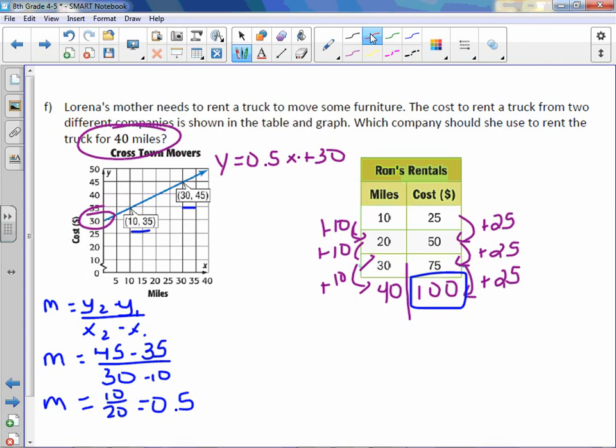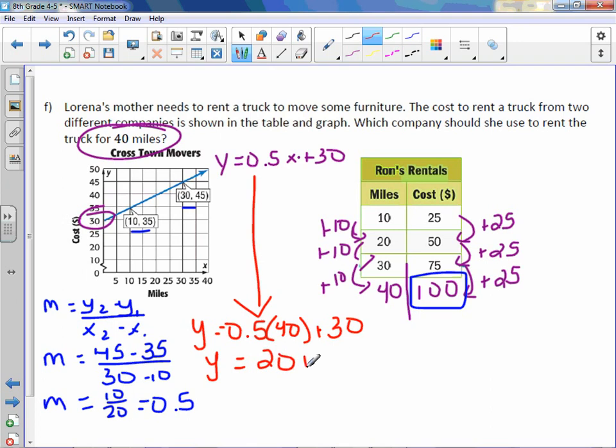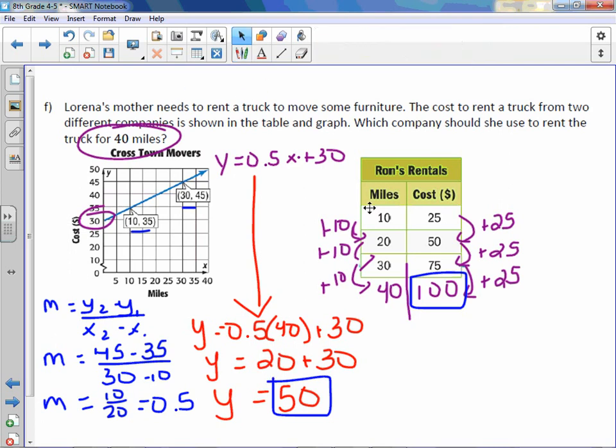So now let's go back to Crosstown Movers and find the price for 40 miles. In this case, I'm actually going to plug it in. We'll do it down here. Y equals 0.5 times 40 plus 30. Y equals 20 plus 30. Y equals 50. So the cost for Crosstown Movers is $50 for 40 miles, and the cost for Ron's Rentals is $100 for 40 miles. Which rental company would Lorena's mother choose?